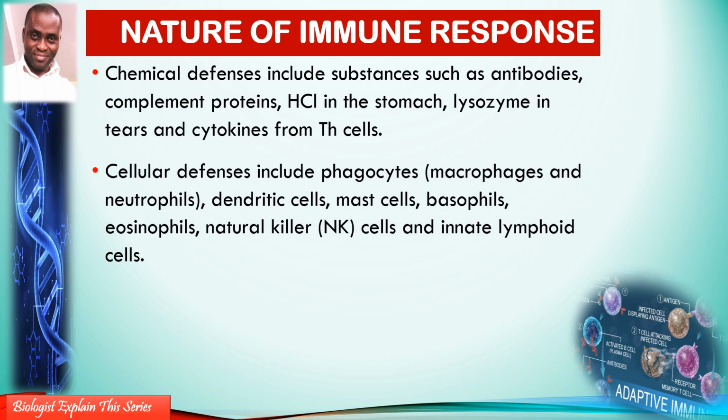Then you've got cellular defense. Remember we said in immune response you are using everything you have in your arsenal. It's like a war, a battle between your immune system and the invading microorganism. And then you have these cells: phagocytes, macrophages, neutrophils. Dendritic cells also have a phagocytic role. Mast cells, basophils. These are cells that can be mobilized when there's a threat to the body.